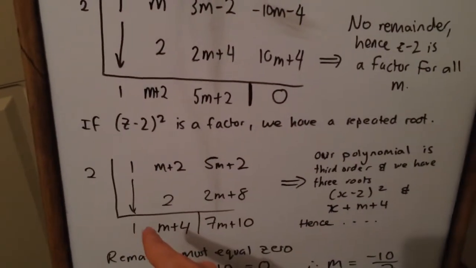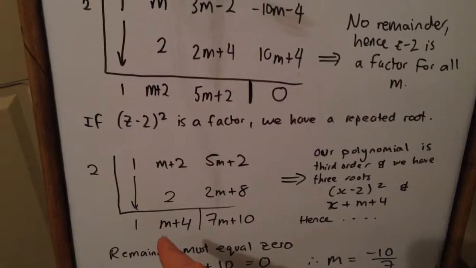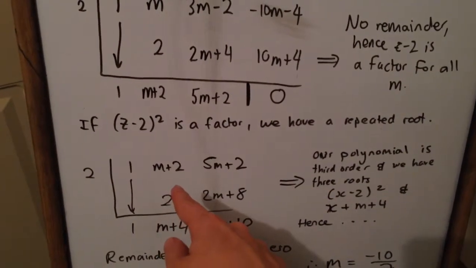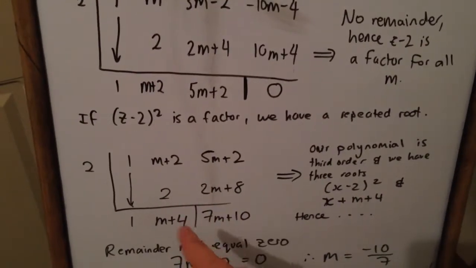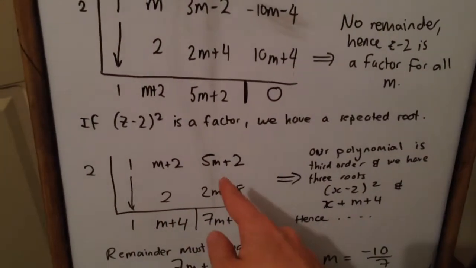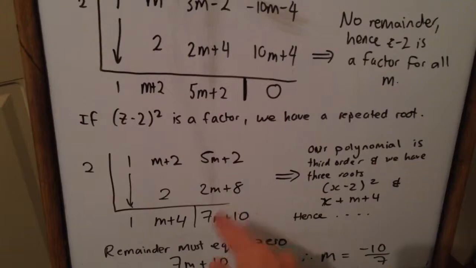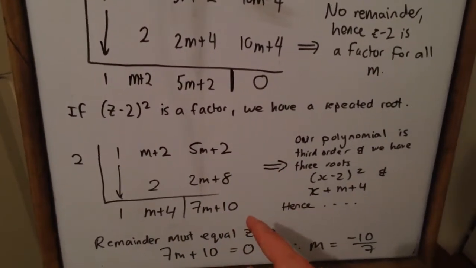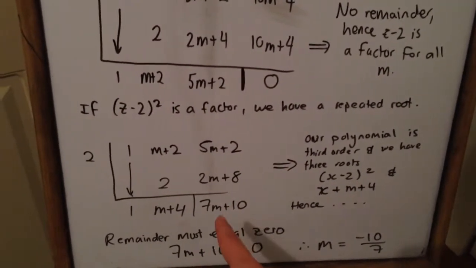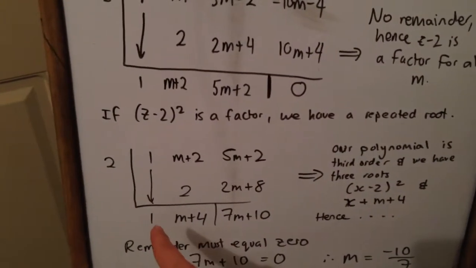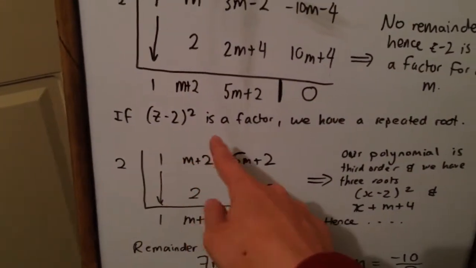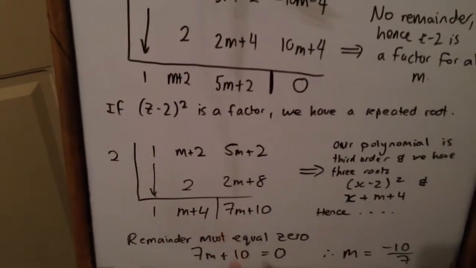So we bring the 1 down. 2 times 1 is 2. We bring the 2 up to this position. Then we have m plus 2 plus 2, m plus 4. Then we times that by 2, we bring it into this last column, and 5m plus 2m makes 7m, 2 plus 8 is 10. And as a result, that's our remainder, and we have a linear factor here. So this is our last linear factor. We have these 2 linear factors, which are repeated, and 1 more linear factor.